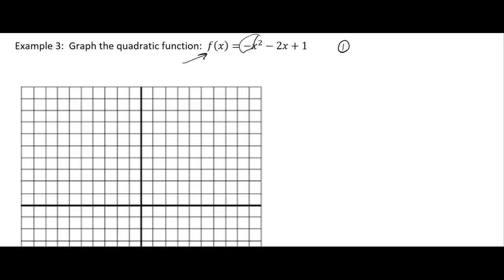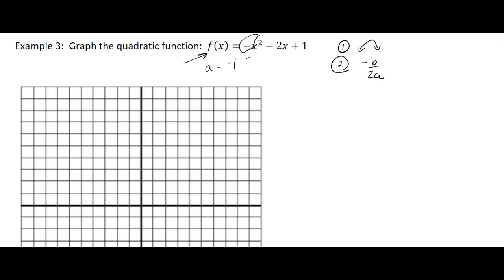Well, you're going to go by a, which is the coefficient on x squared. So a is -1. So we're expecting it to be upside down because it's negative. A is negative. Okay? To find the vertex, then, we have to use the vertex formula. So we're going to find the opposite of b over 2a. That will be h.